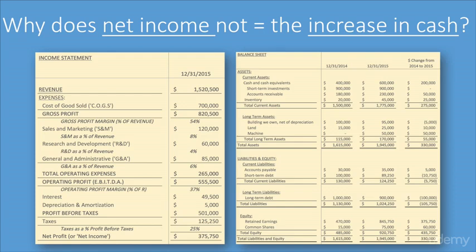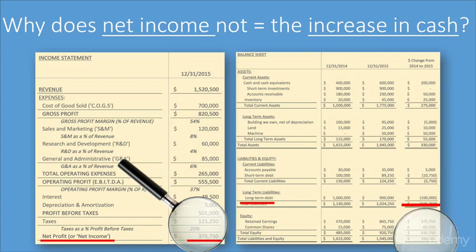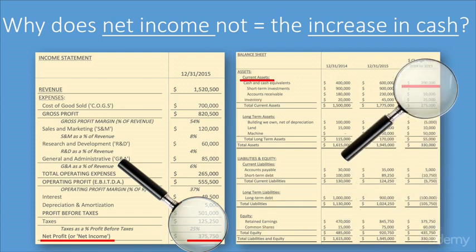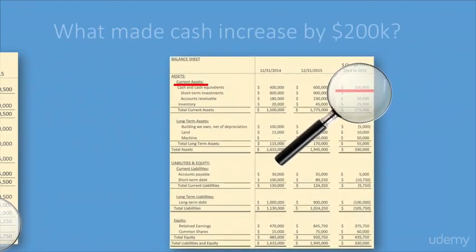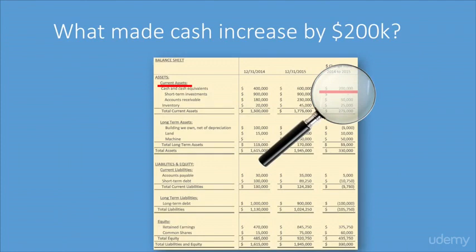Why does net income not equal the increase in cash? If we look at the income statement that we did 2 sections ago, we had $375,750 in net income. And if we look at the balance sheet that we did last exercise, the increase in cash from 2014 to 2015 is $200,000. So why the difference? What explains the increase in cash by $200,000?